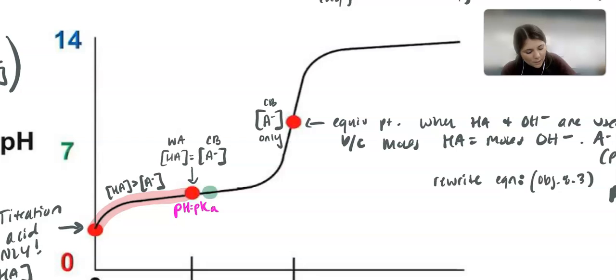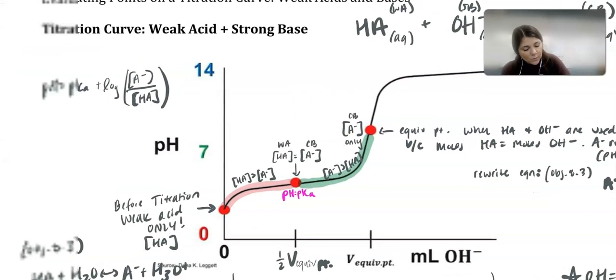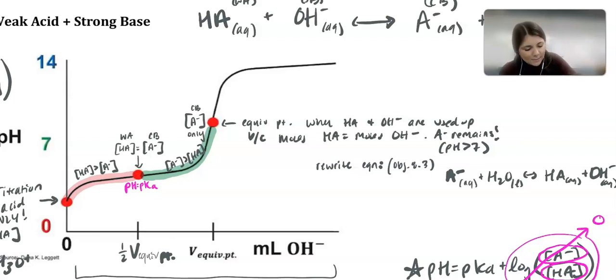Now, if we add anything past the half equivalence point, we will have more A minus than the initial weak acid. So here, if your numerator is higher than your denominator, you'll get a number greater than 1. So the log of a number greater than 1 will give us a positive number. So pKa will be added with a number, increasing your pH. That's why that increases. And then lastly, we're going to talk about this portion right here.